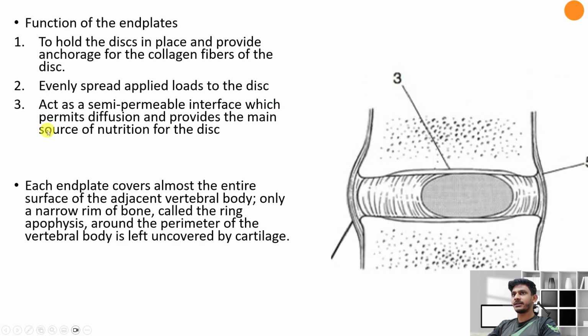The function of the end plate is to hold the discs in place and provide anchorage to prevent the disc from slipping out basically. It evenly spreads the applied load across the disc, and also acts, most importantly, as a semi-permeable interface which permits diffusion so that the disc can get nutrition.